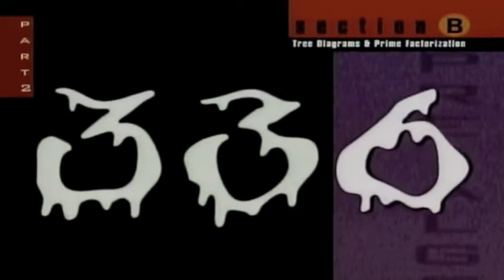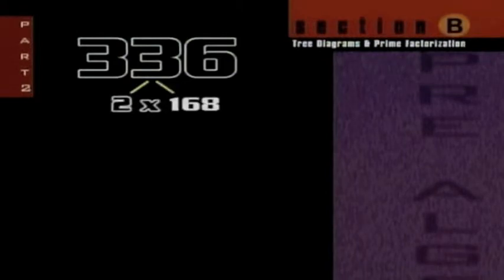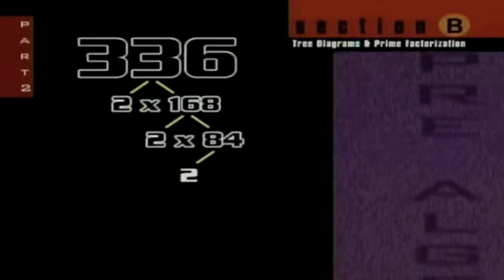Now let's try a big scary number like 336. With a big scary number like this, if it's an even number, the easiest thing to do is just keep dividing by 2 until we can't anymore. Dividing by 2, we see that 2 goes into 336 168 times. So, our first 2 branches are 2 and 168. Now, we can break 168 into 2 times 84. 2 goes into 84 42 times, so these are on our next branches.